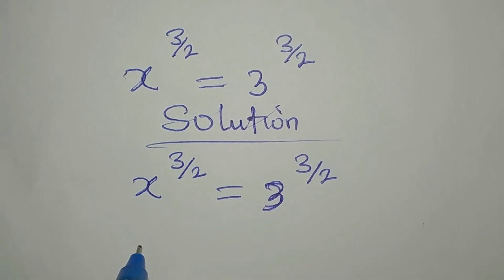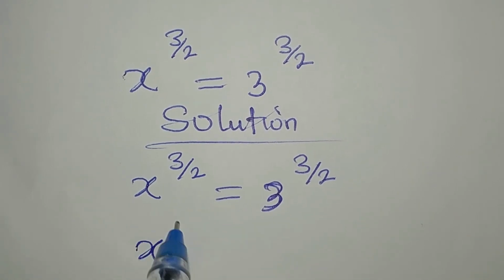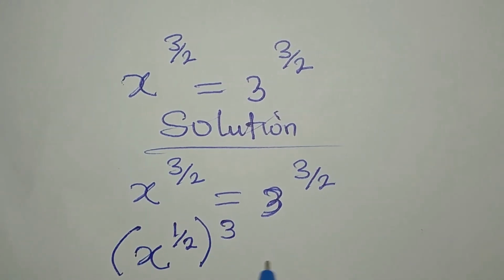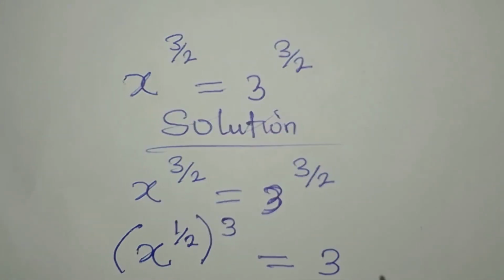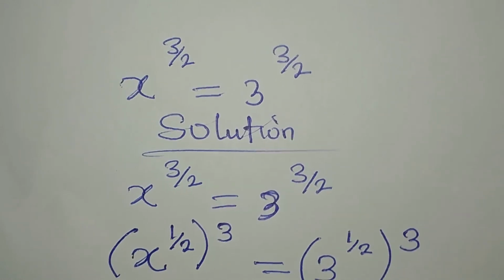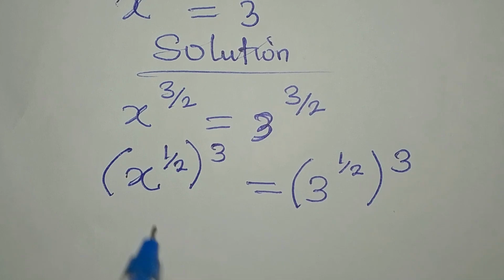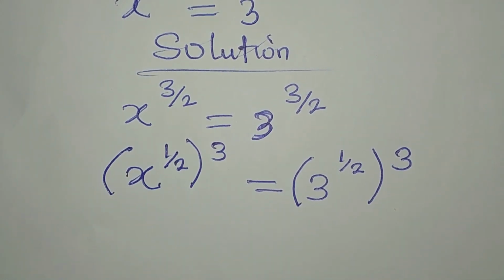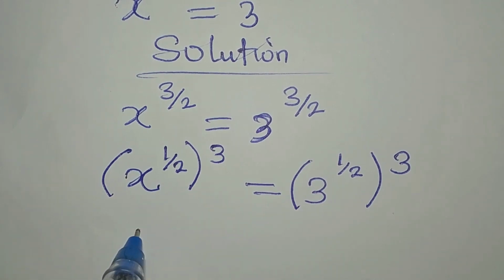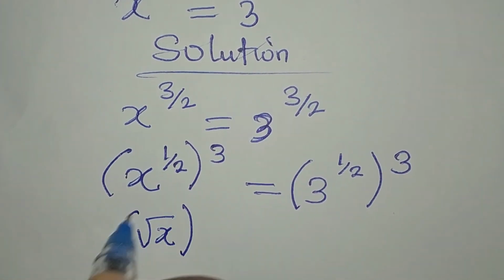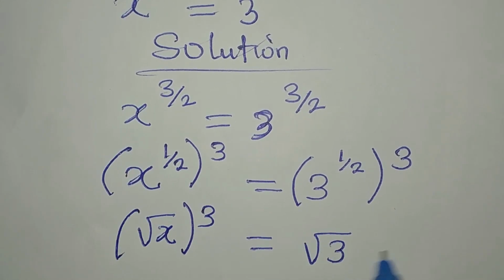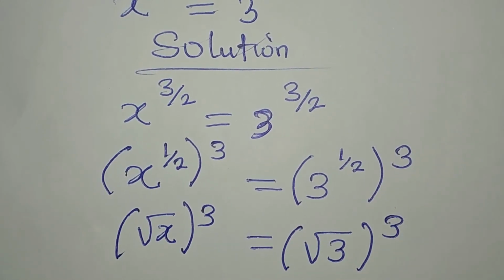This is the same thing as x to the power of 1 over 2, to the power of 3. Then on the other side I have 3 to the power of 1 over 2, to the power of 3, because to clear the bracket means that you multiply the two powers. And x to the power of 1 over 2 is the same thing as square root of x. So we have this to the power of 3 equal to square root of 3 to the power of 3.